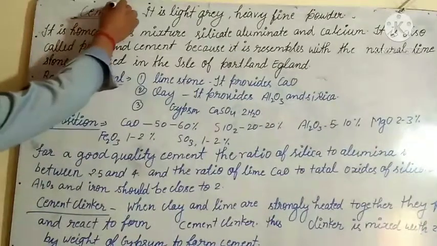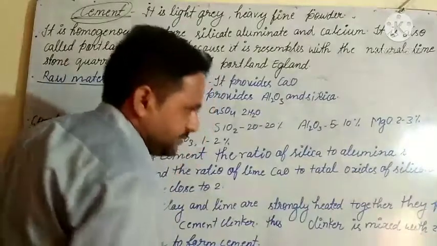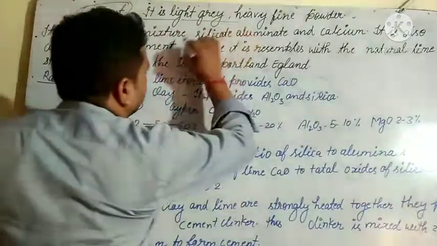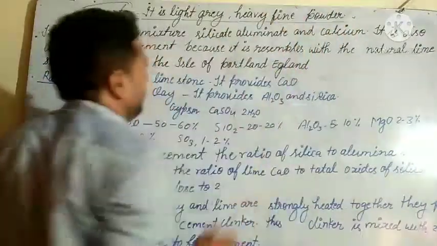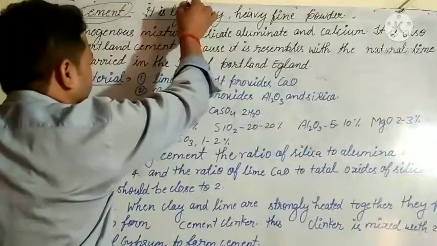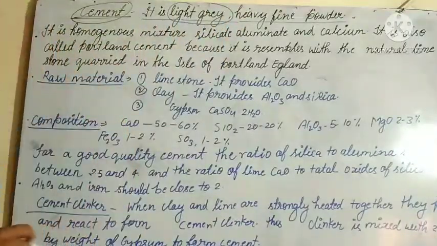Cement. Okay. What is cement? What is the color of cement? It is a light grey, heavy, fine powder. Which means cement is in powdered form. It is light grey, heavy, fine powder.